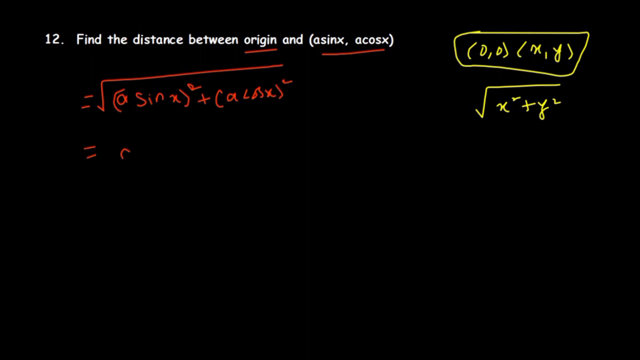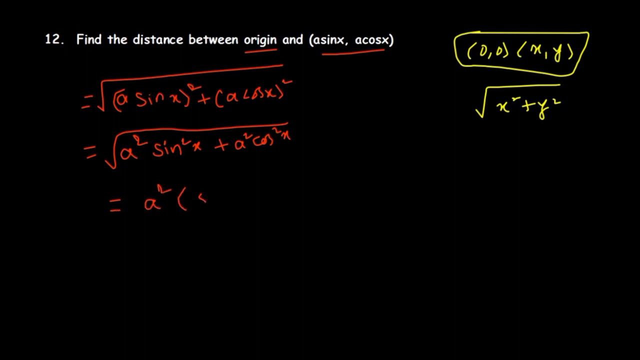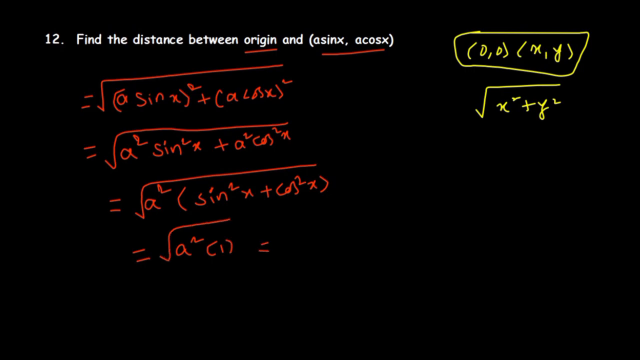So this is a square sin square x plus a square cos square x. Take a square common from this, that is sin square x plus cos square x. So a square into (sin square x plus cos square x), and sin square x plus cos square x is 1. So root of a square into 1 is a square, the square root gets cancelled, we get the answer is a.